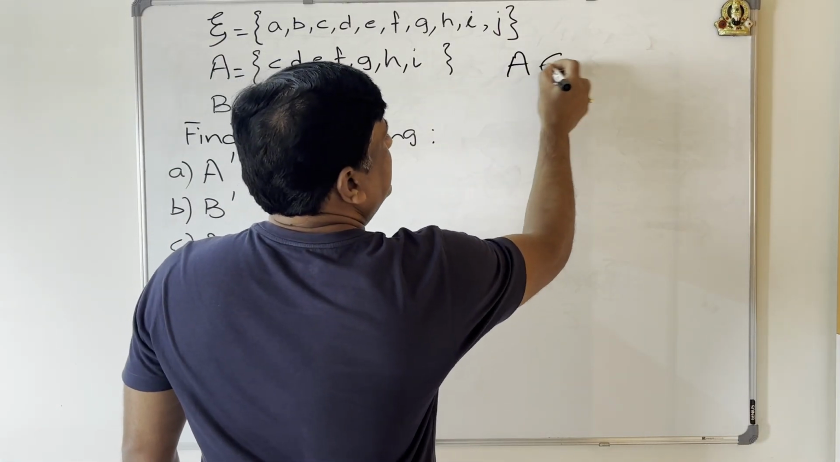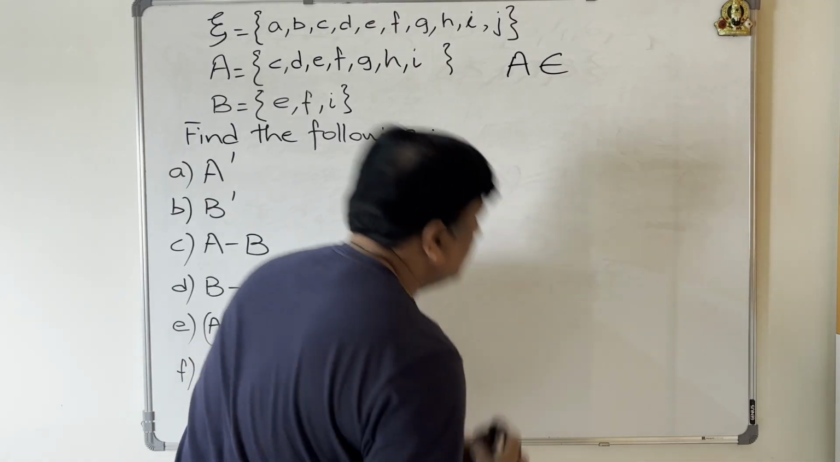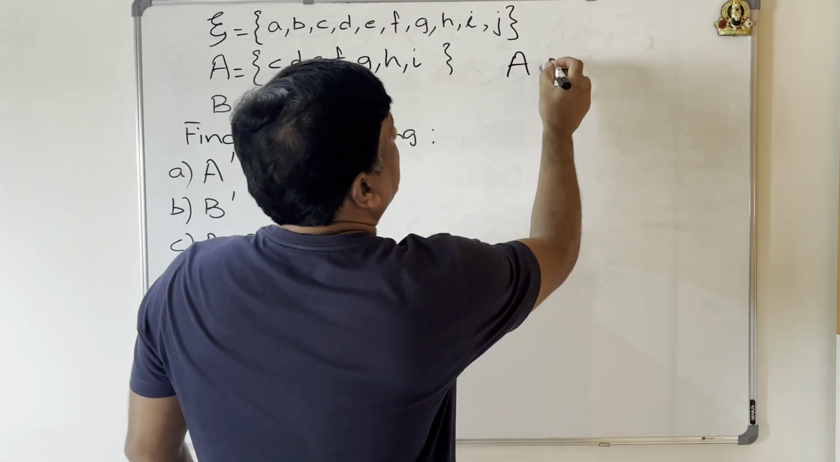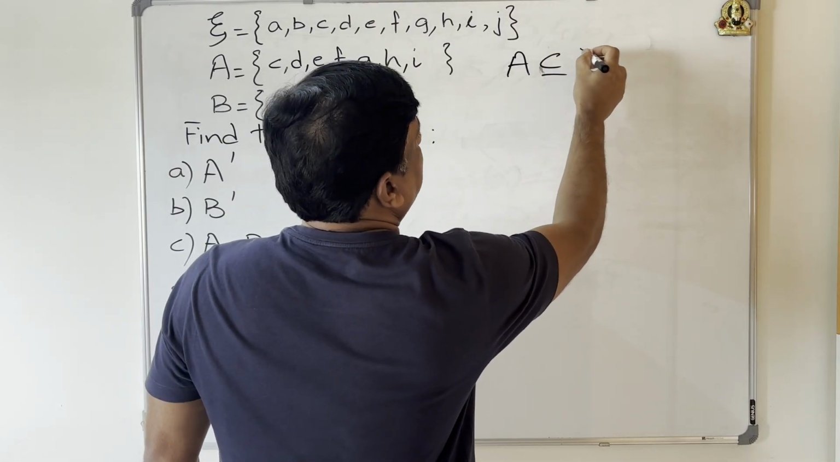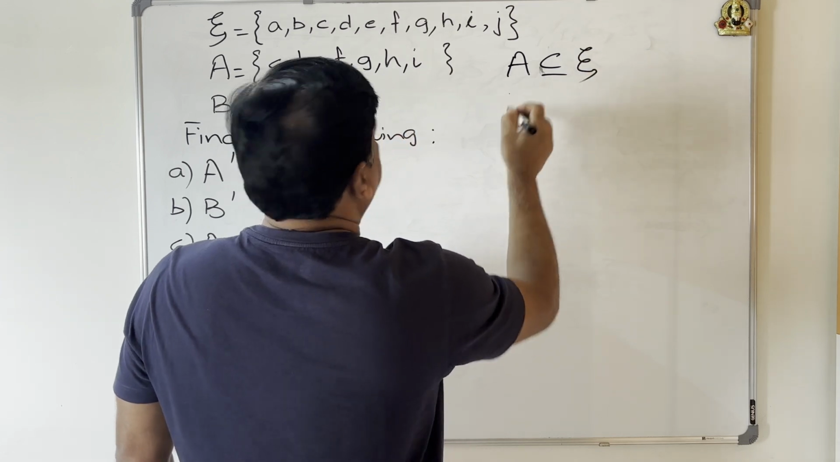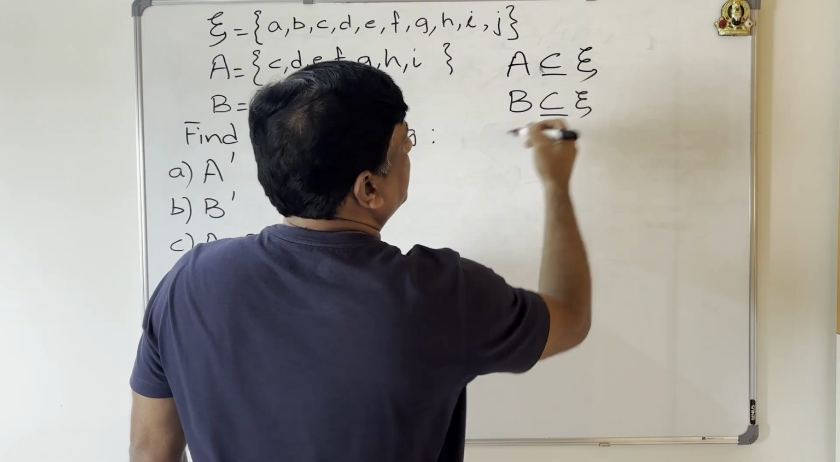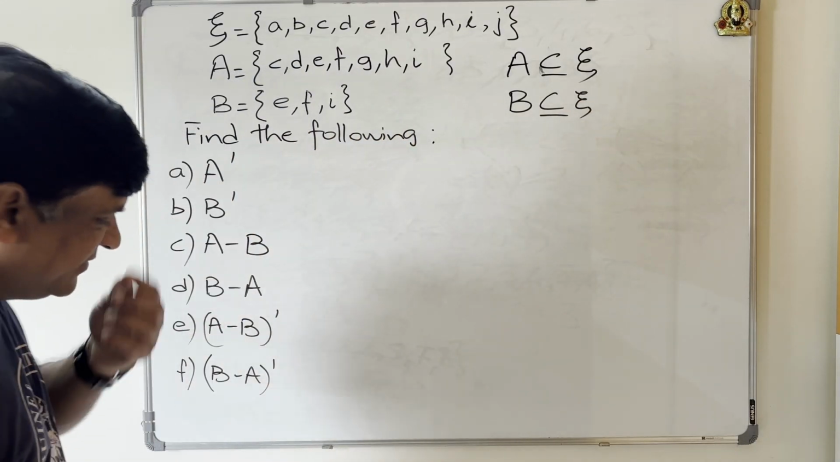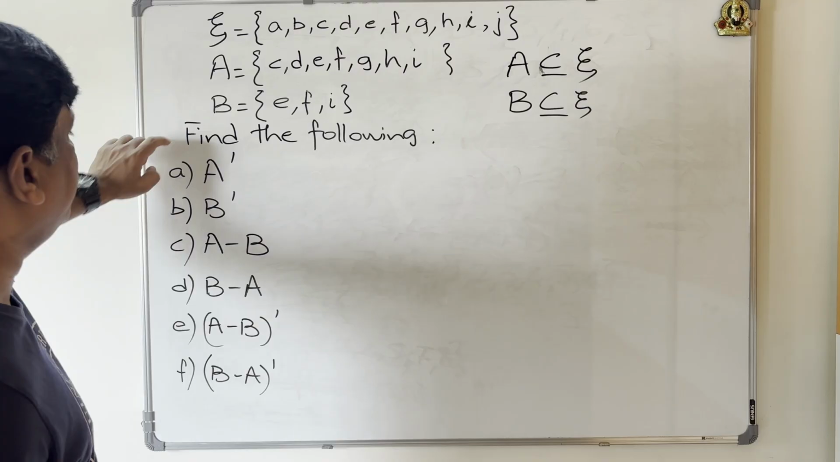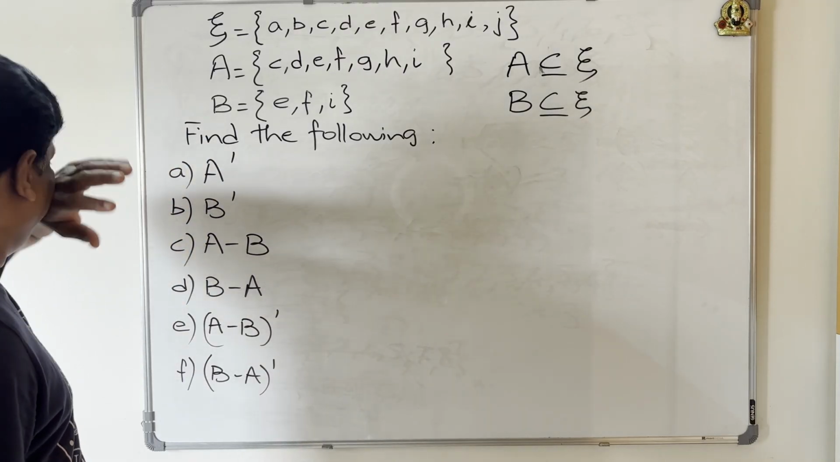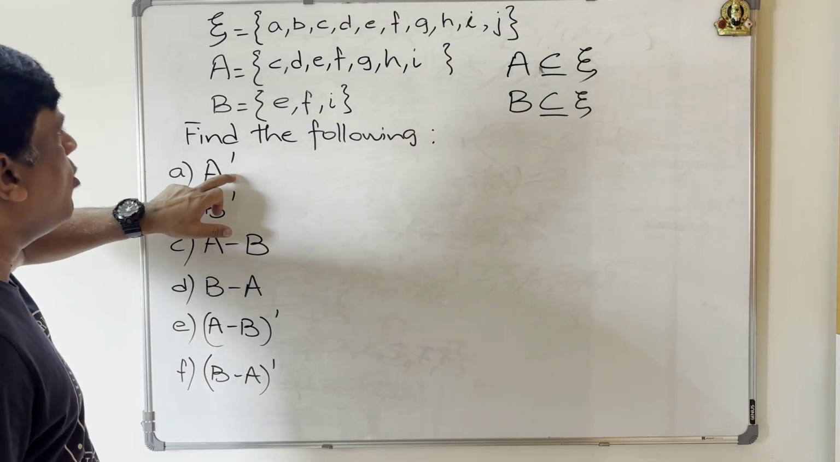A is a subset of your universe, right? Similarly, B is also a subset of your universe, right? Now let's tackle the questions they have asked you to find. Now they have asked you to find A complement.